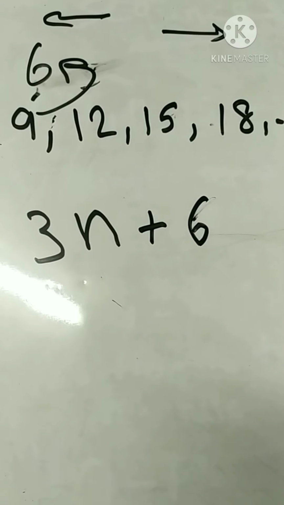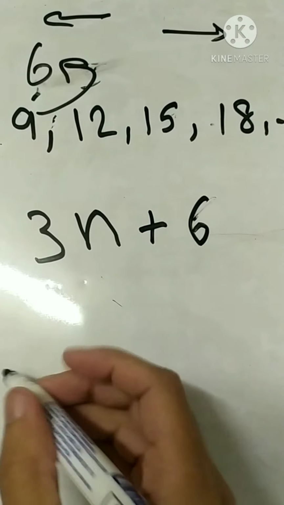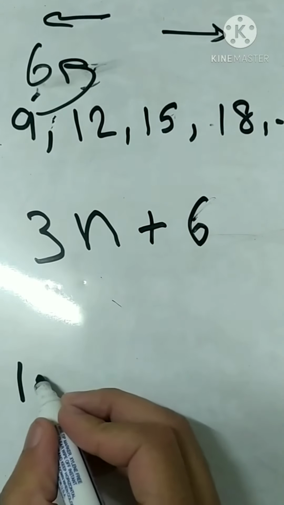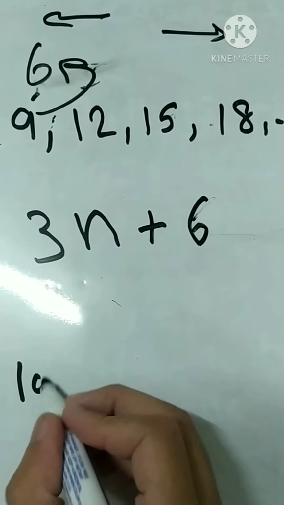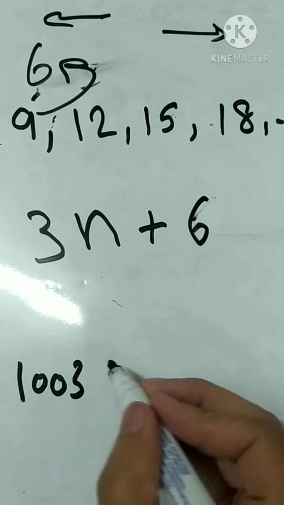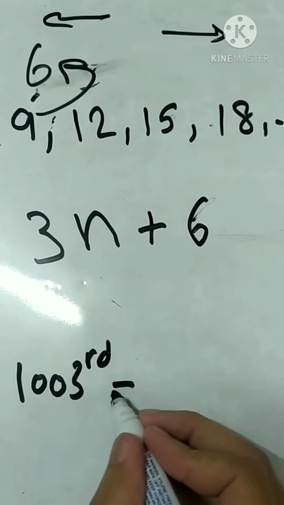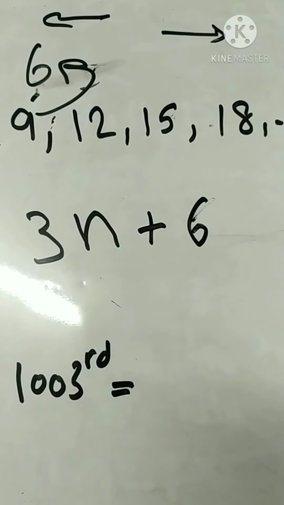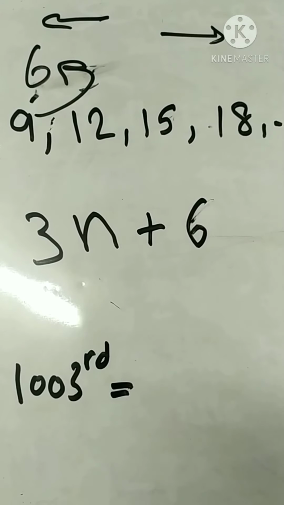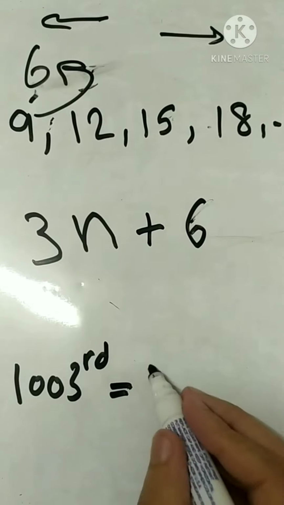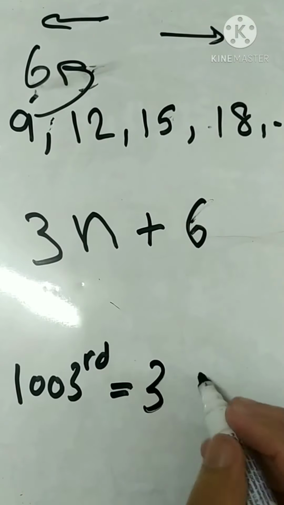It's very important because using this rule, I can get any term. For example, if I'm asking you to get the 1003rd term in this sequence, how do you get it? Yes, this is very far. It will be very difficult to get it without using this rule, but using the nth rule here, it will be very easy. The nth rule is 3n plus 6.